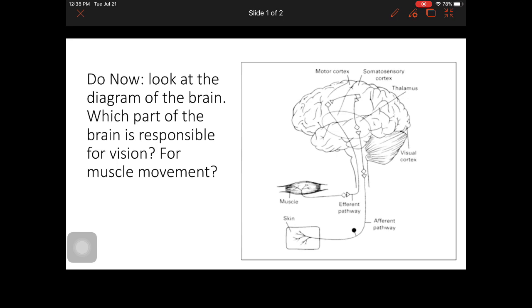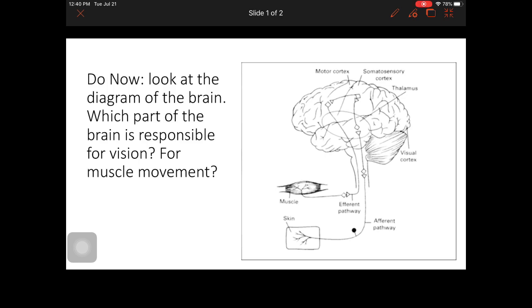You'll notice that that little patch of skin has some nerve endings that are leading to what's called the somatosensory cortex. That's the area of your brain that interprets your senses. So somatosensory, your body's senses. In this case, the sense of touch. If you were to poke your finger with a tack, let's say, that sense would go to the somatosensory cortex.